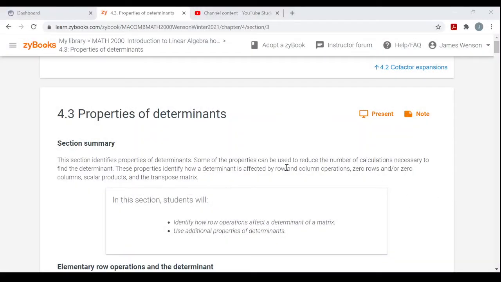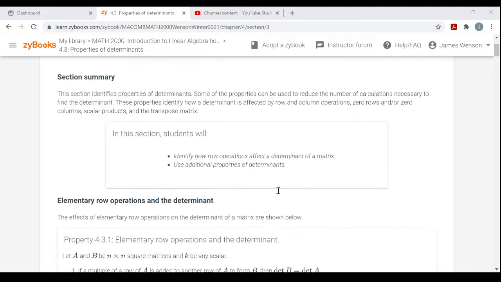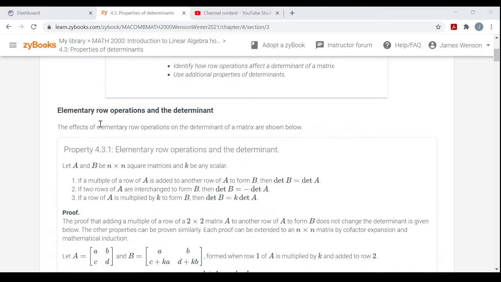Alright, so you have the section summary. I'll let you read that, a couple objectives. So I mentioned elementary row operations. Now this is going to be very important, these three lines. How do the row operations affect the determinant of a matrix? The effects of elementary row operations on the determinant of a matrix are shown below.